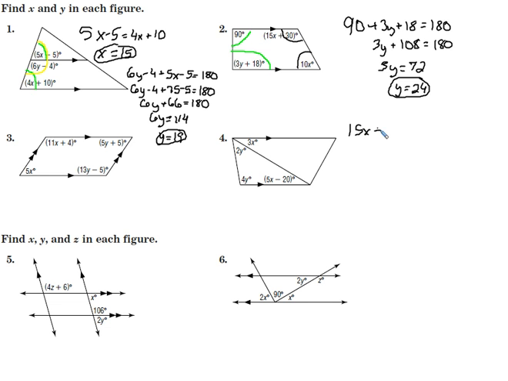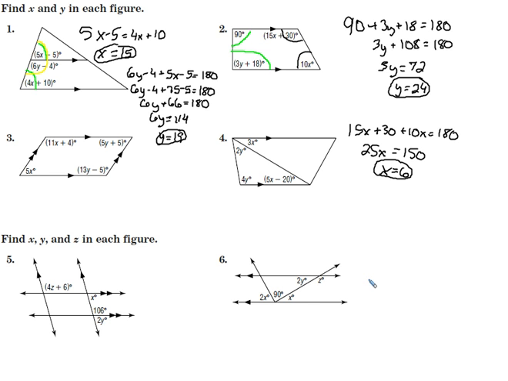15x plus 30 plus 10x equals 180. 15x plus 10x is 25x. Subtract 30 from both sides, we get 150. Divide each side by 25, we get 6. So for number 2, x is 6 and y is 24.